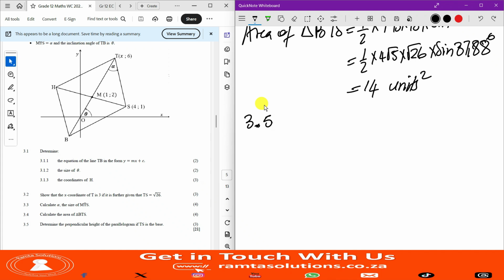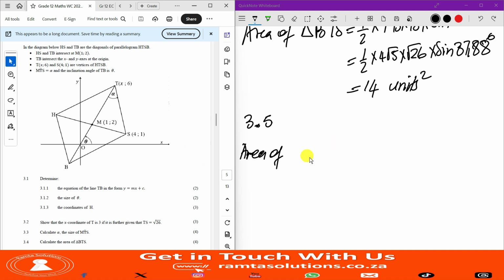3.5. Determine the perpendicular height of the parallelogram. Area of a parallelogram is perpendicular height times what? The base. Okay? So area of, I think we said HTSB, we called it HTSB. So area of HTSB is equal to, what is this? Perpendicular height. We'll call it S, and they said the base will be TS, so it will be TS times height.